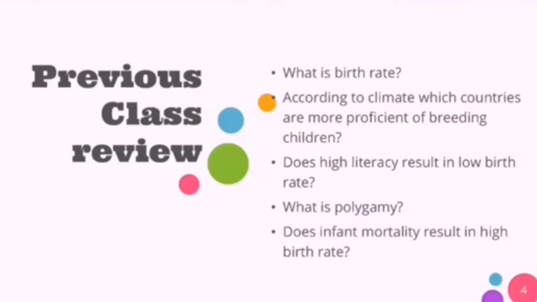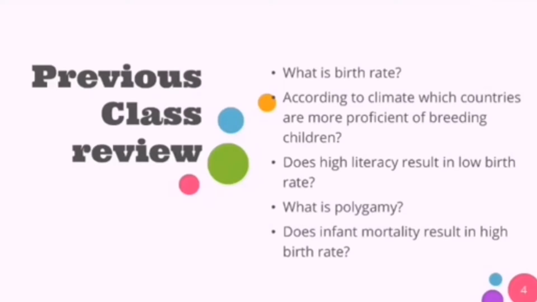We have learned about birth rate, that number of babies born in every 1,000 people, right? Then about the second question, according to climate, tropical countries are more proficient of breeding children. That's why the answer will be tropical countries. Then, does high literacy result in low birth rate? Of course it does. High literacy results in low birth rate.